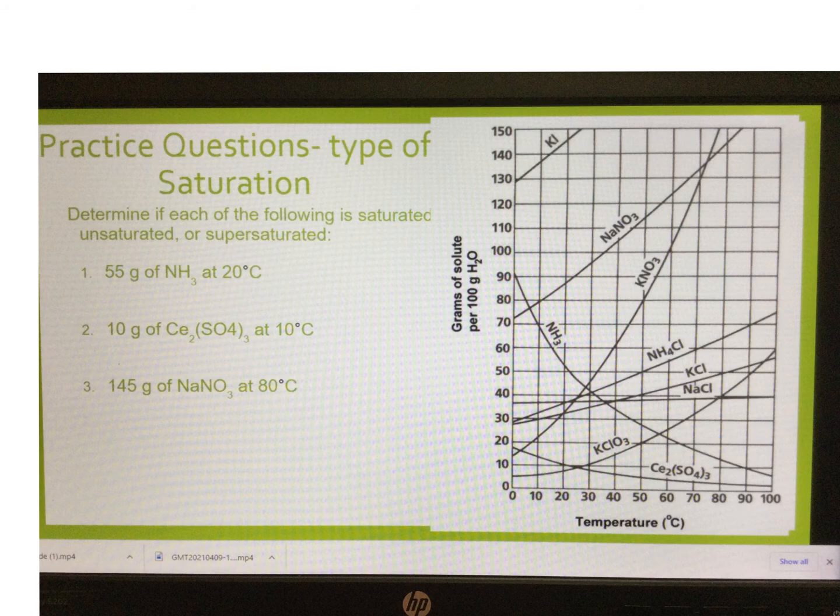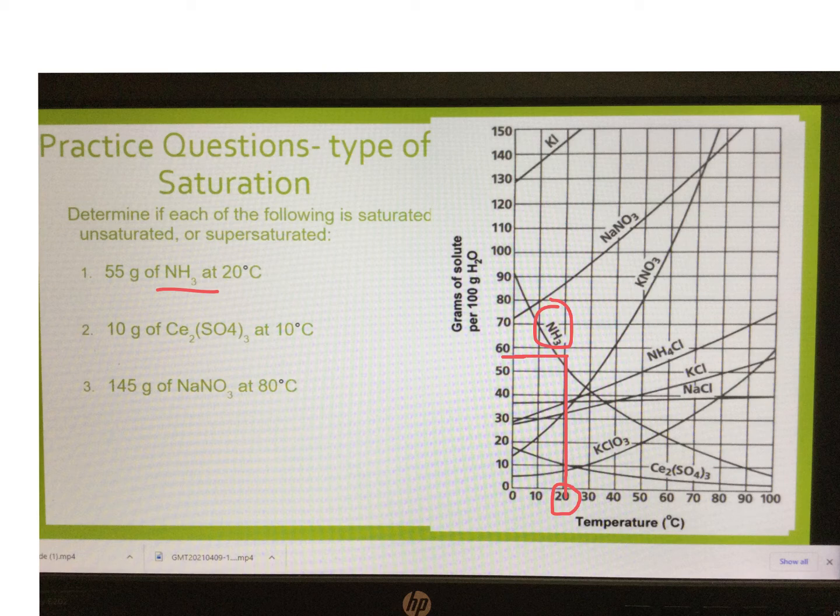Okay, so let's do a couple of examples. You have 55 grams. 55 grams would be about here at 20 degrees Celsius, which is right here. So let's go ahead and go all the way up here, and then here you're going to meet that line. Okay, and we're talking about NH3. So here's your line for NH3. That plot seems to be a little bit above the line. Okay, so what is that? Is that saturated, supersaturated, or unsaturated? You're going to tell me in a minute.